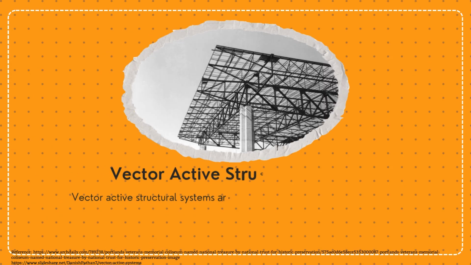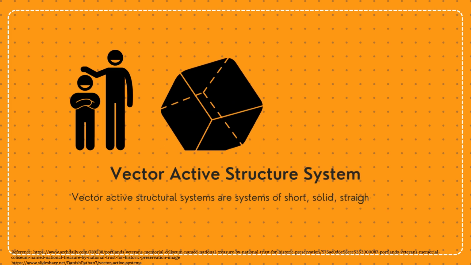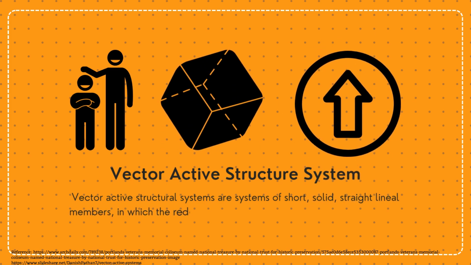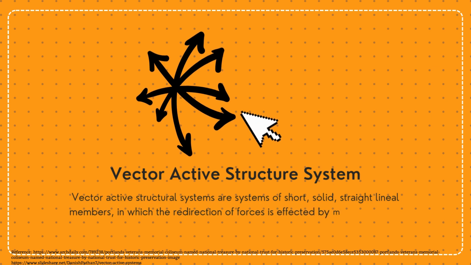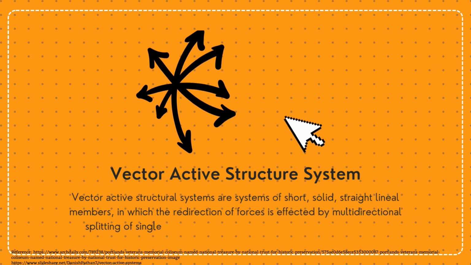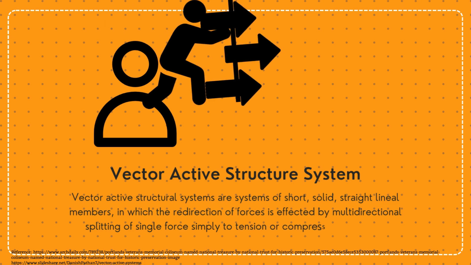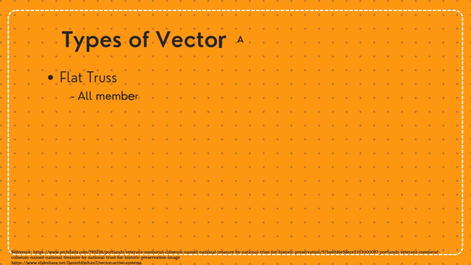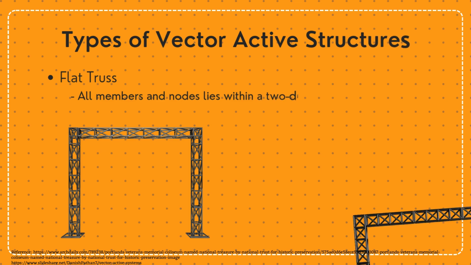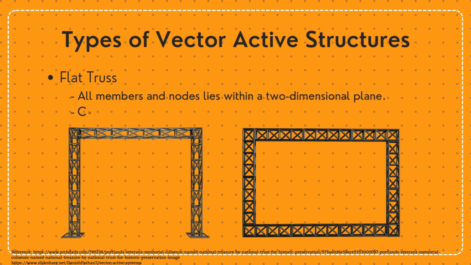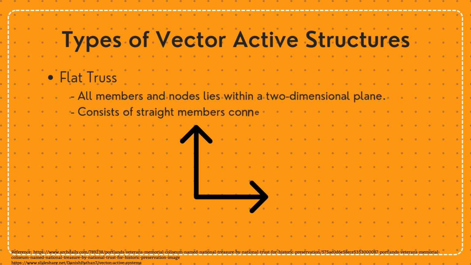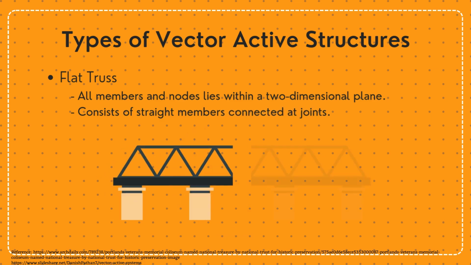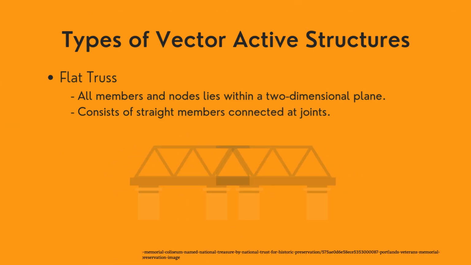Vector-active structural systems are systems of short, solid, straight lineal members in which the redirection of forces is effected by multi-directional splitting of a single force simply to tension or compressive elements. These are the types of vector-active structure. Flat truss. All members and nodes lie within a two-dimensional plane and it consists of straight members connected at joints.